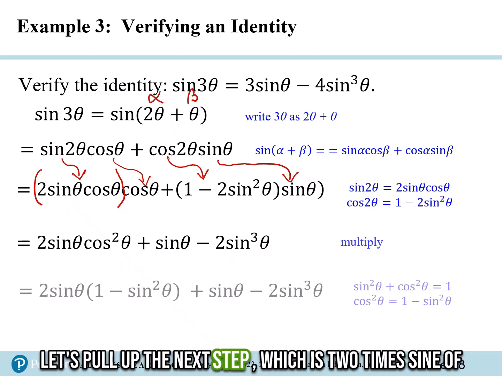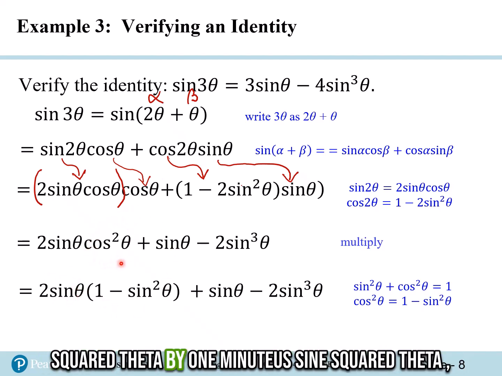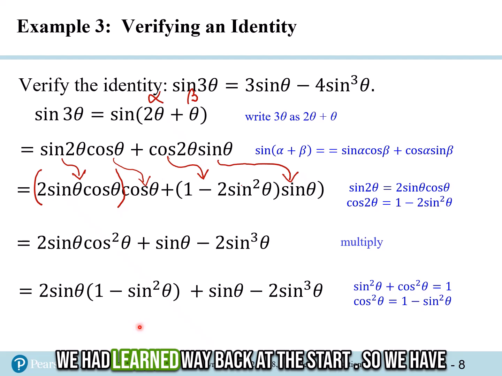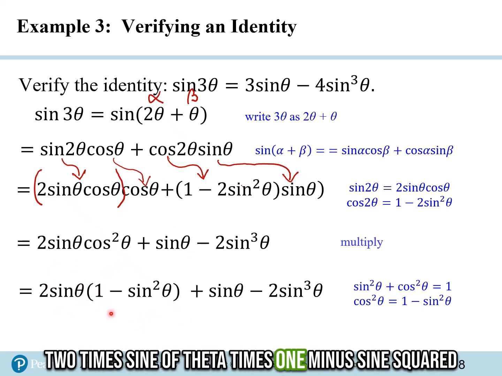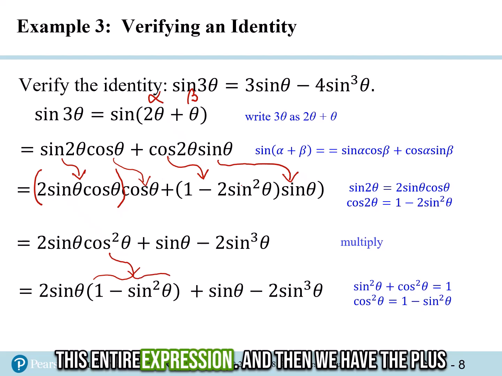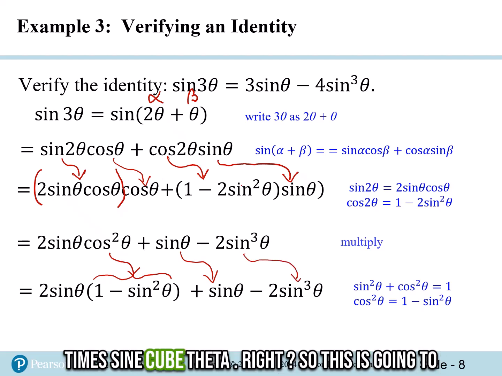Let's pull up the next step, which is 2 times sine of theta. What they've done here is they've replaced cos squared theta by 1 minus sine squared theta, and that comes from the Pythagorean theorem that we had learned way back at the start. So we have 2 times sine of theta times 1 minus sine squared theta. So cos squared theta has been replaced by this entire expression, and then we have the plus sine of theta, which is here, and then minus 2 times sine cube theta.